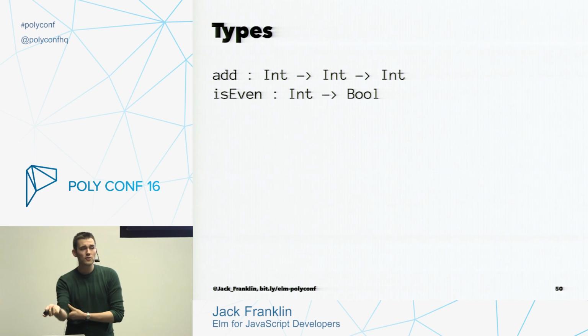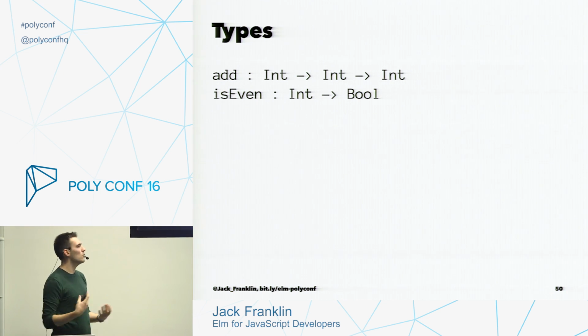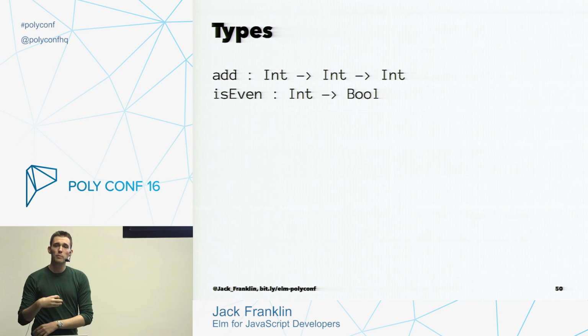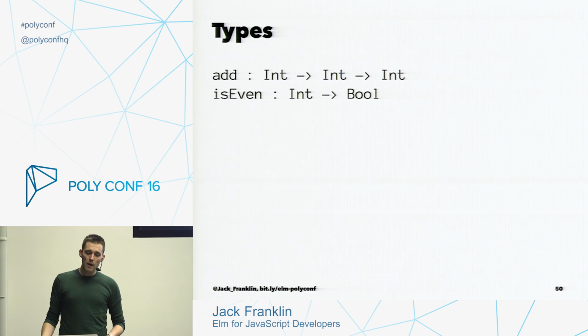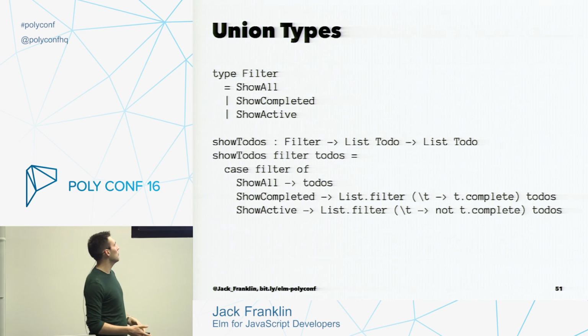That's really nice. You don't have to use these type annotations, by the way. If you don't, Elm's compiler will figure them out for you. But for the purpose of you and documenting your code, I highly recommend it. It becomes really powerful, though, when we can define union types in Elm.